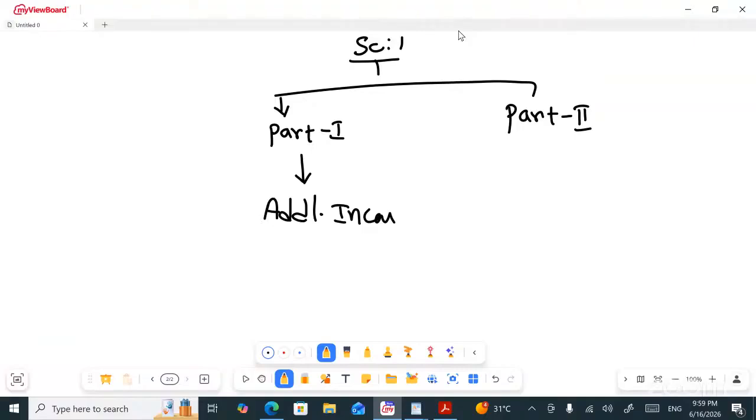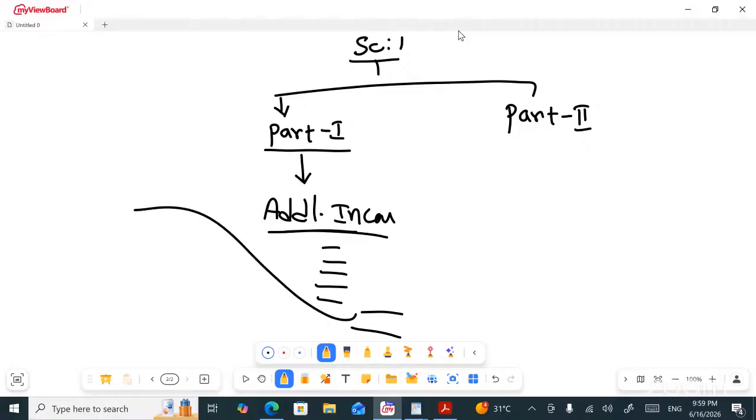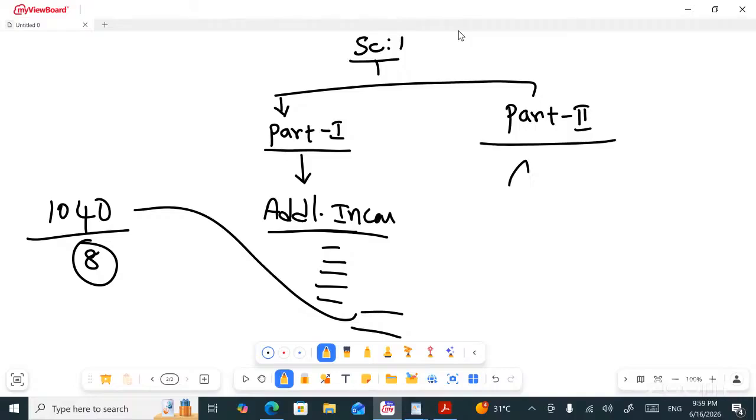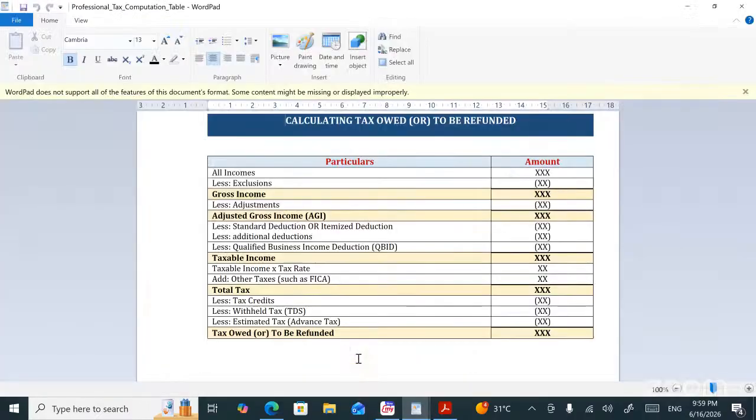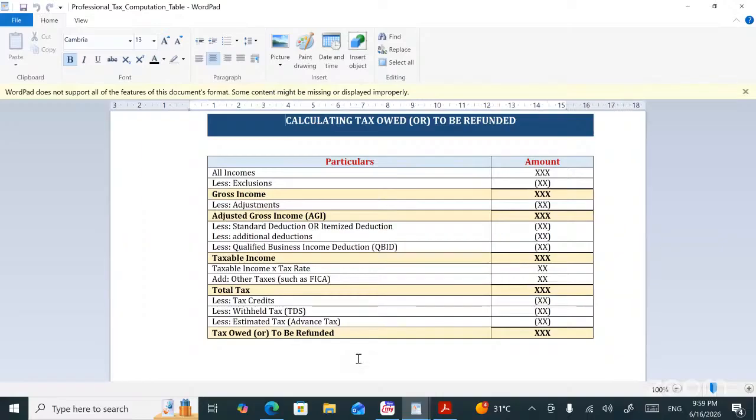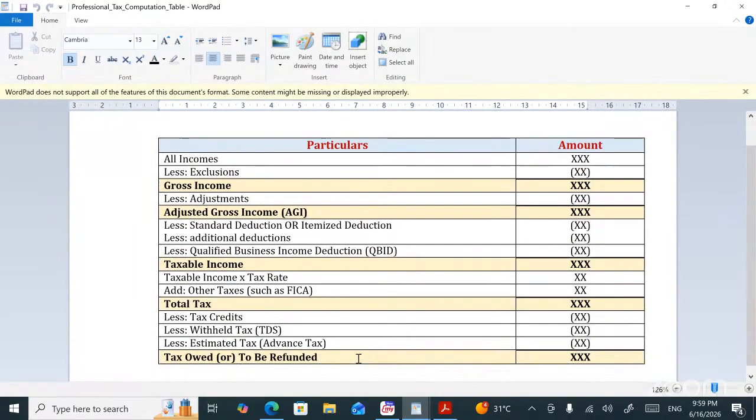Schedule 1 consists of two parts. Part 1 is additional income. A number of items are to be included in Schedule 1, Part 1. This total will be included in form number 1040, line item number 8. Apart from that, some adjustments are also given. In my first class, an overview document is given.